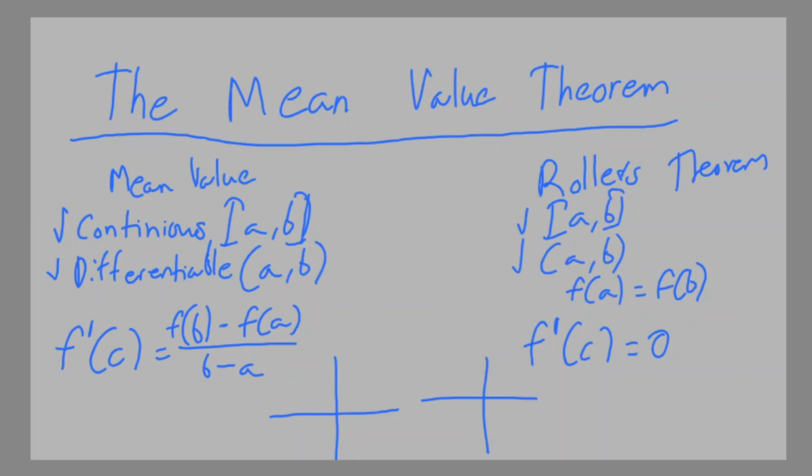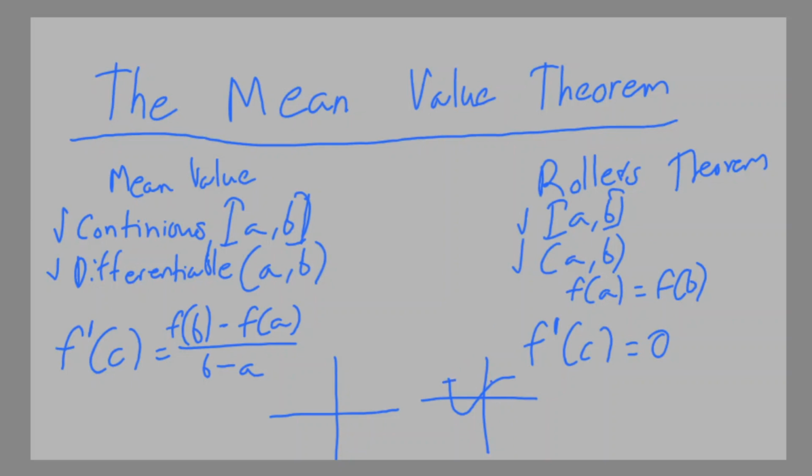By Rolle's theorem, if a function is continuous on the interval of a to b, and differentiable on the interval of a to b, and if f(a) is equal to f(b), then the derivative f'(c) should equal 0. So essentially what that looks like is, let's say we have a function like this.